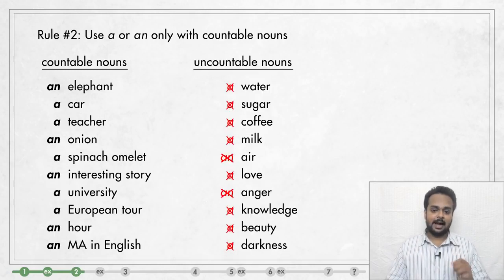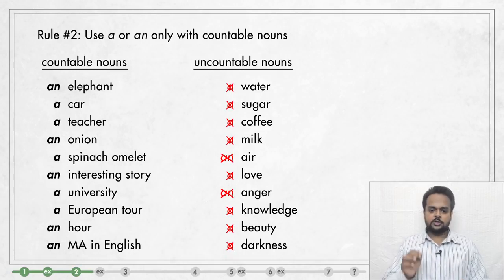Uncountable nouns cannot be counted in this way. Nouns like water, sugar, milk, love, anger, knowledge are some examples. If you think about it, you cannot say, I drank 4 waters or I want 8 milks. To a person, you can say, I love you, but you can't say, I have 5 loves for you. That doesn't make any sense. So these are all uncountable.